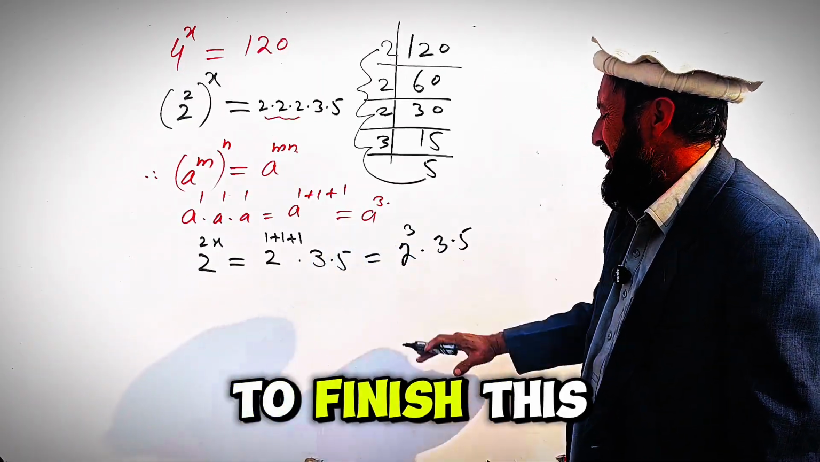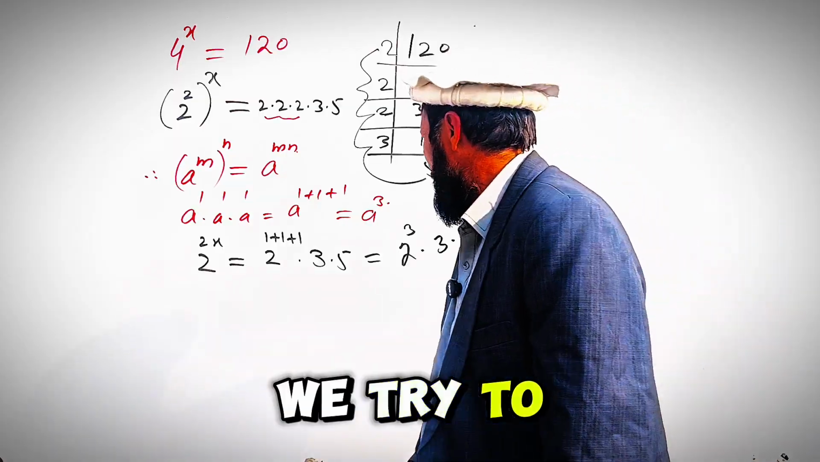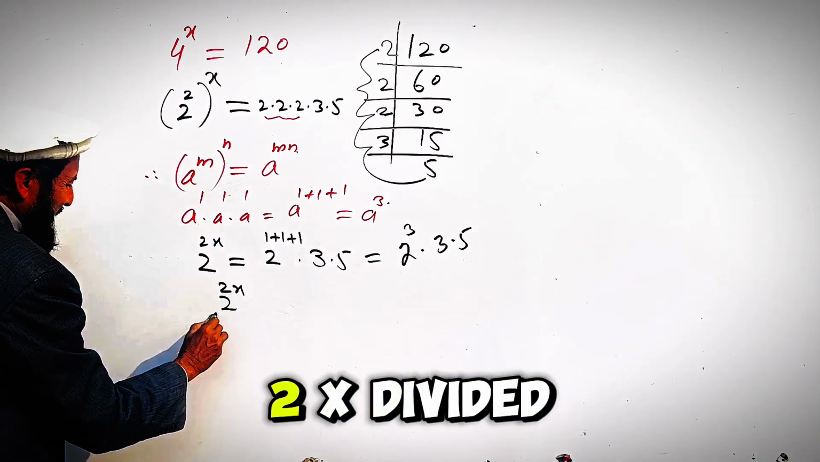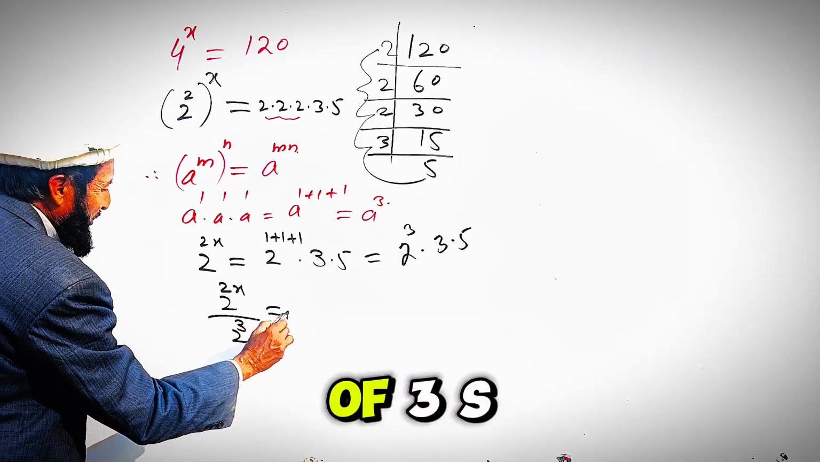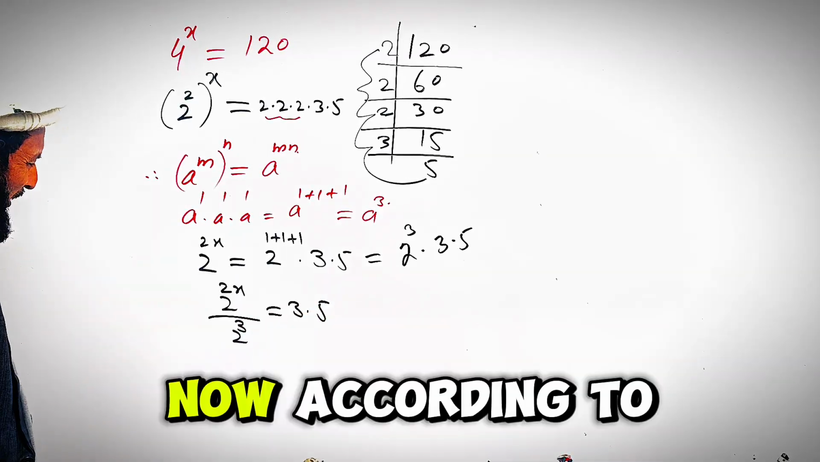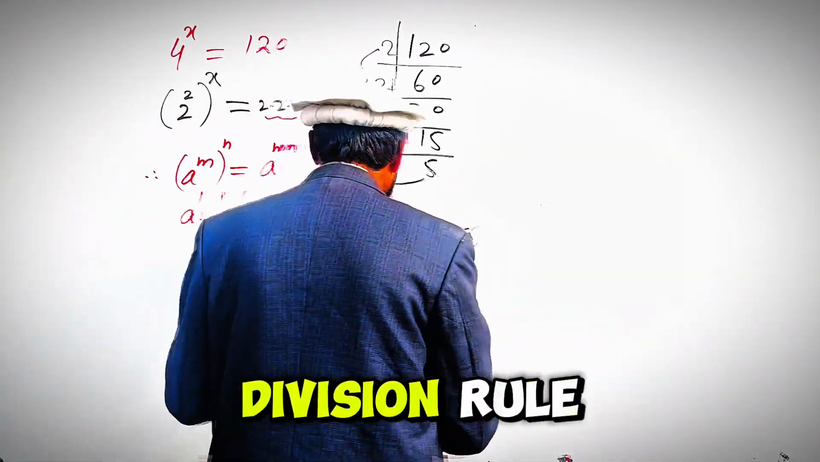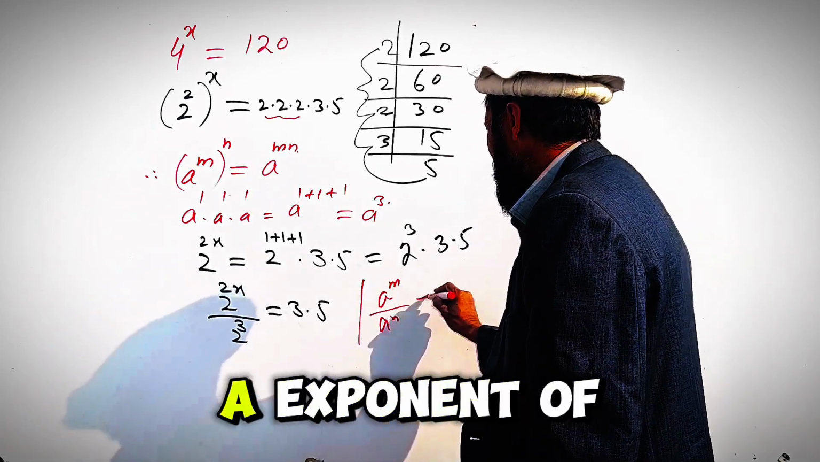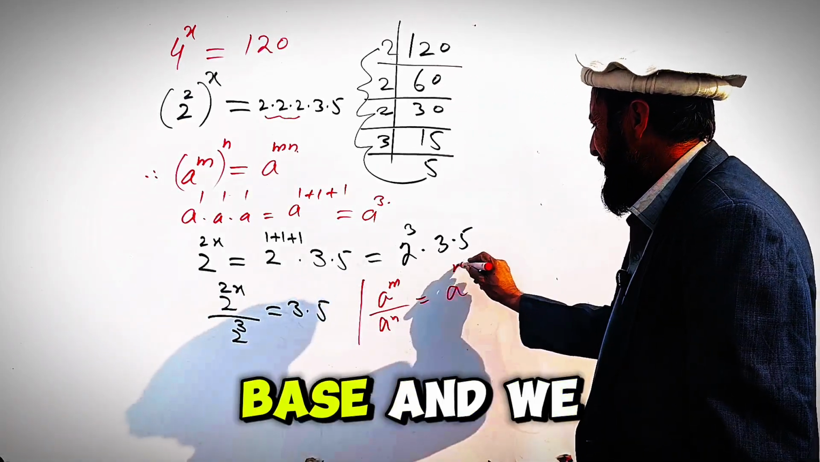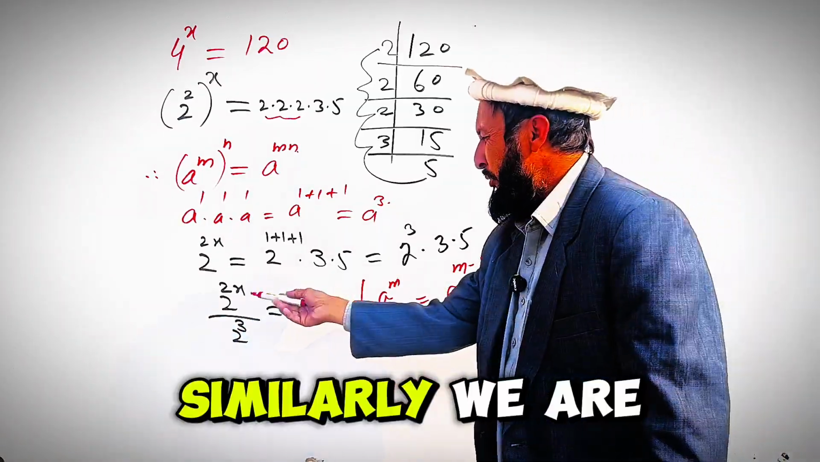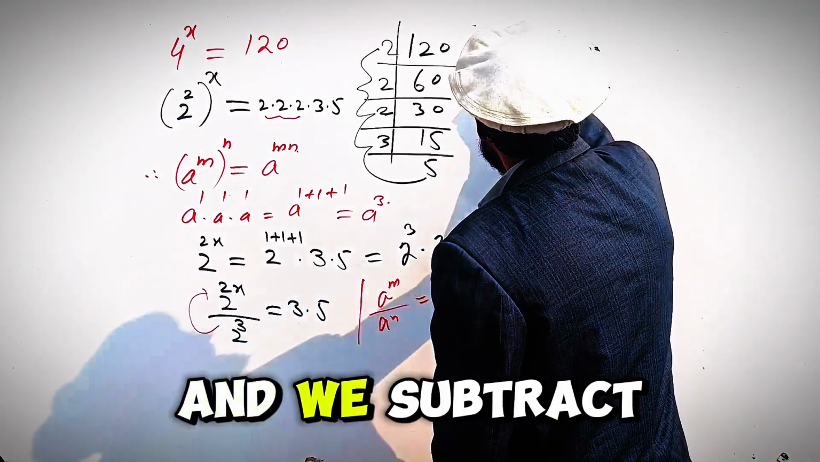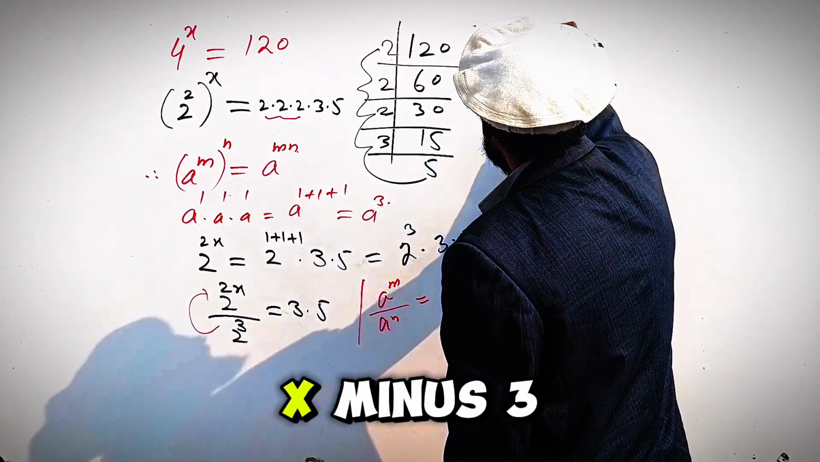Now we try to isolate this result, 2 to the power 3. We divide on both sides of these terms: 2 to the power 2x divided by 2 to the power 3 is equal to 3 times 5. Now according to the division rule, a to the power m divided by a to the power n is equal to a to the power m minus n: we take one base and we subtract their powers. Similarly, we do the same process. We take one base, 2 is the base here, and we subtract: 2x minus 3.